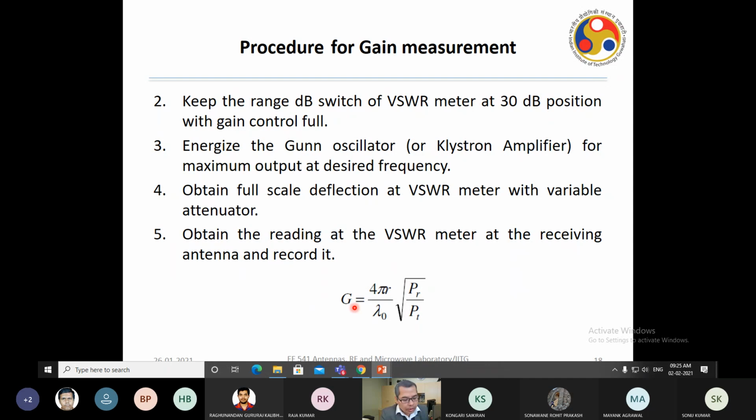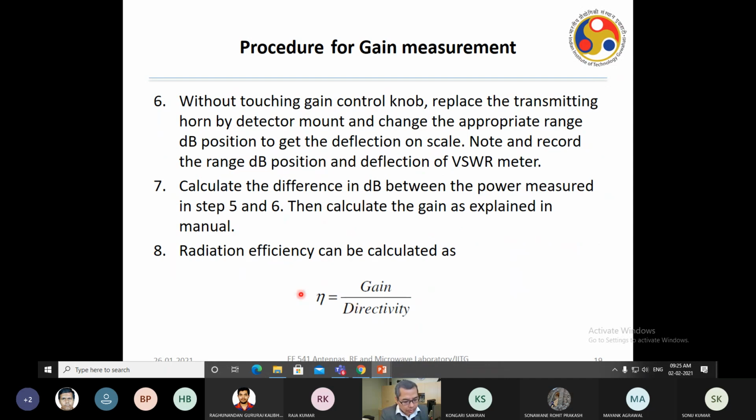So once you have the gain of the antenna, if you want to find the efficiency, you just take the ratio of gain divided by the directivity. You get the efficiency of the antenna. So I think we have actually made the measurement for almost all the antenna parameters which are required for this experiment.